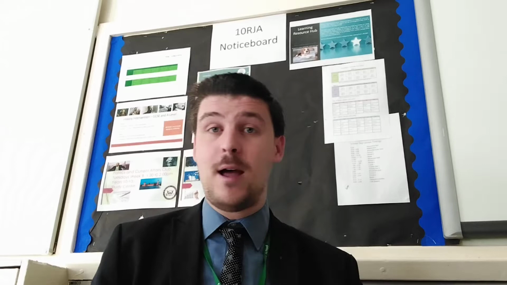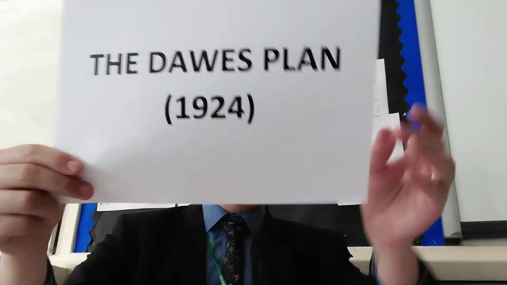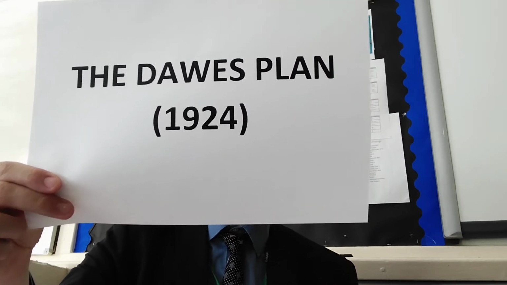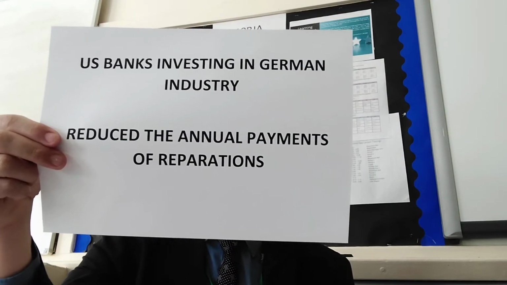In the same year, 1924, the same year as the Reichsmark, there was the Dawes Plan, okay? Now, the Dawes Plan, as I say, 1924, involved US banks investing in German industry.